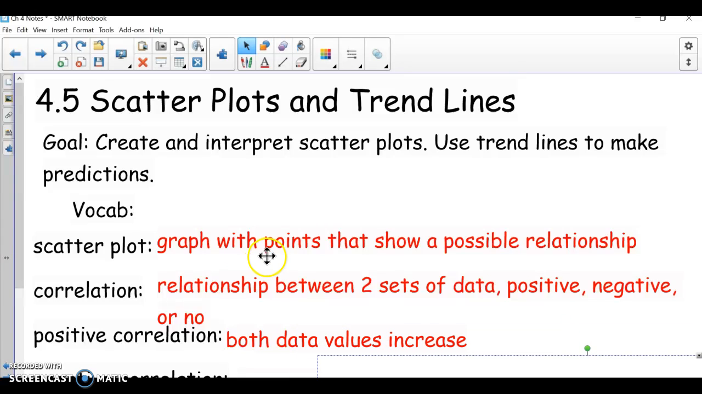Scatter plot is a graph with points that show a possible relationship. Correlation is the relationship between two sets of data. They can be positive, negative, or no. It's possible to have no correlation. A positive correlation is when both data values increase.